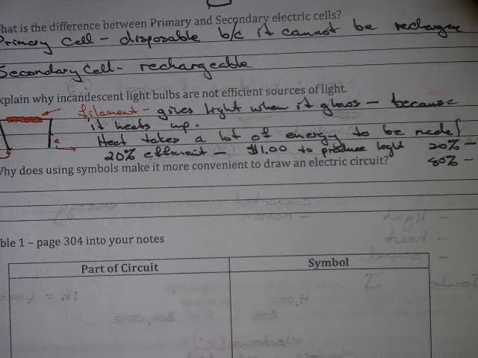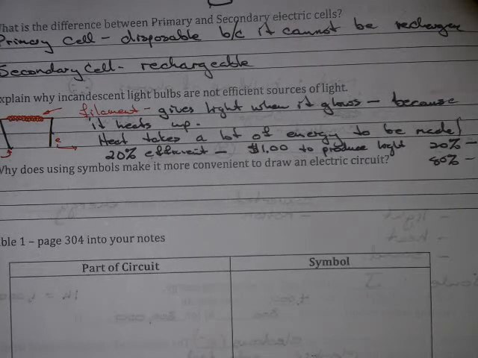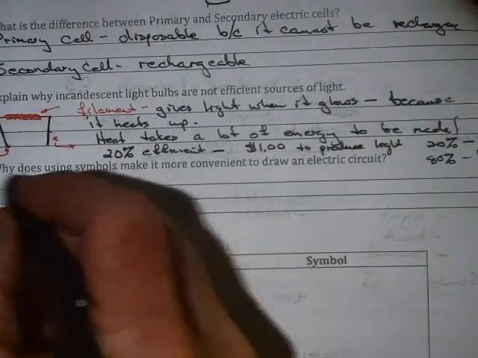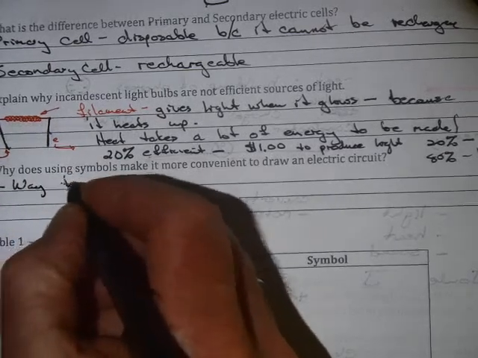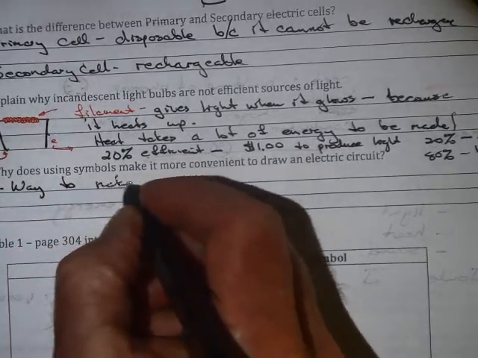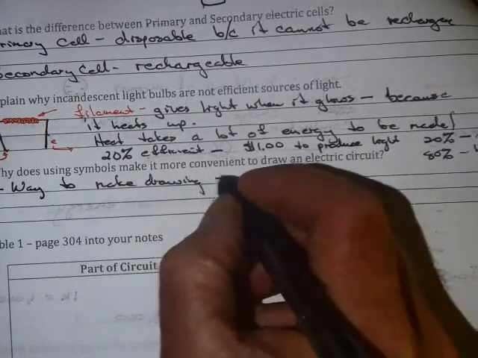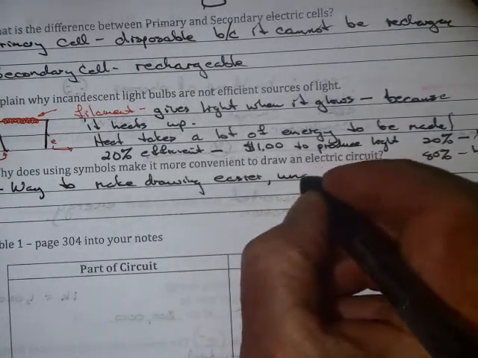And if you ever try to grab an incandescent light bulb that's been on for a while, you'll burn yourself. So that is lost heat. It's good for nothing. It's sad. Okay, so symbols are just a way to make drawing easier and understandable to everybody.